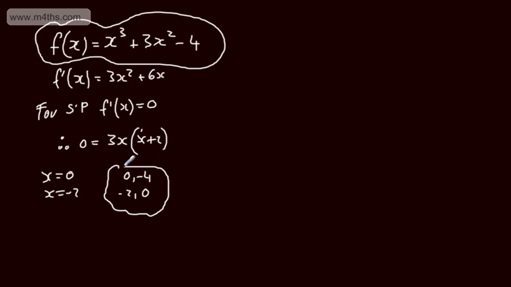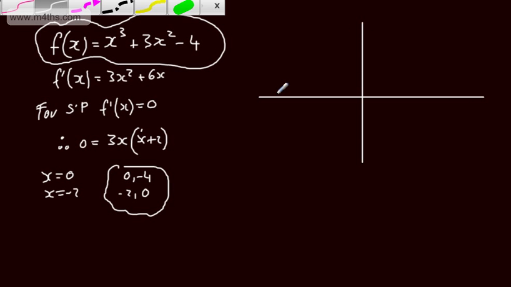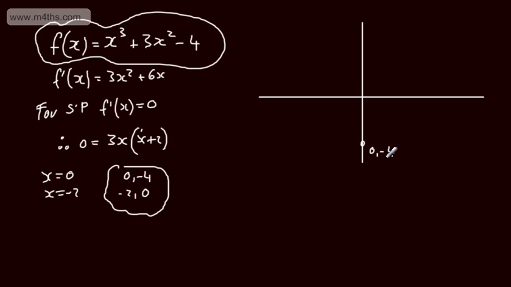Now if I wanted, I could get some idea of what this looks like. But again, this isn't granted. You wouldn't always be expected to know what this looks like. But what we've got now are these stationary points. We've got one here, which is 0, minus 4. And then we're going to have -2, 0, and this is quite interesting because that's going to be now on the x-axis. So essentially this is a repeated root to the cubic.